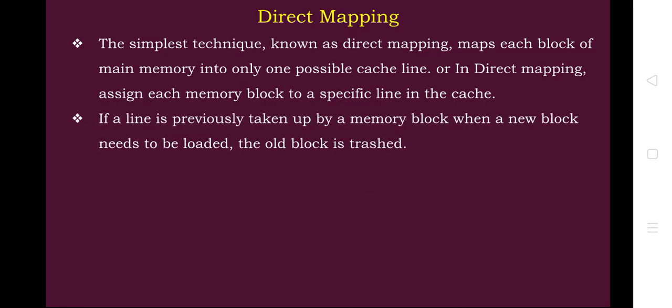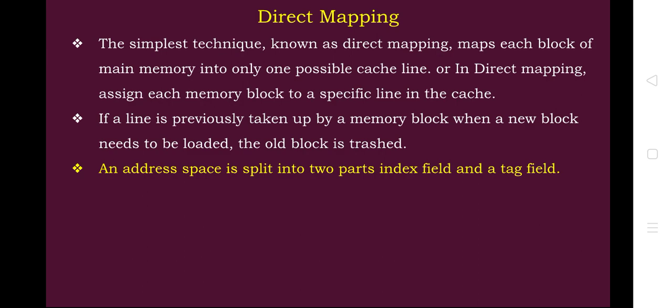If a line is previously taken up by a memory block, when a new block needs to be loaded, the old block is trashed. So we know that in direct mapping, one address line maps one block of data. If the line is previously occupied by a memory block, we have to discard the previous memory block which is not needed. Now we have to load the new memory block in the case of direct mapping.